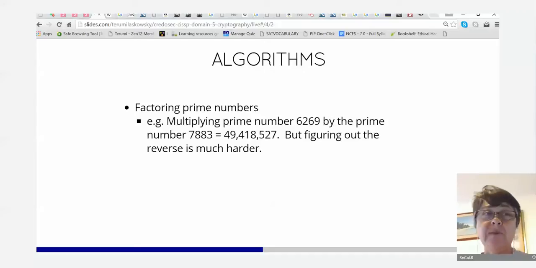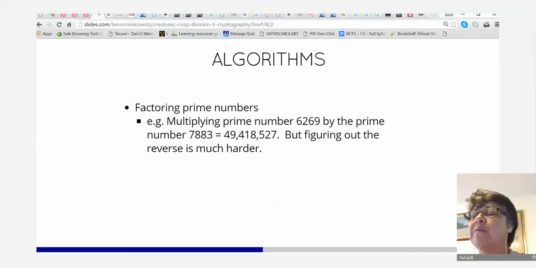And here's the example, straight from the book. Multiplying prime numbers, let's say 6,269 by the prime number 7,883, will give you 49,418,527. That should be easy to do. If they give you those two numbers, you just need a calculator, right? But figuring out the opposite is much harder.